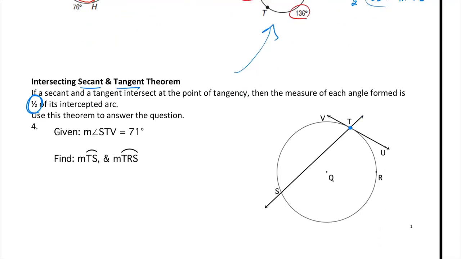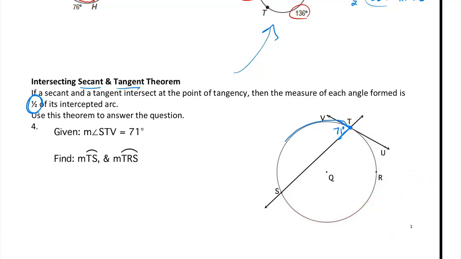So given measure of angle STV, so this one is 71 degrees in here, find the measure of arc TS. That would be this TS, the minor arc. It's not this TS, since that's a major arc. We would need to call that TRS, since it's bigger than 180 degrees.